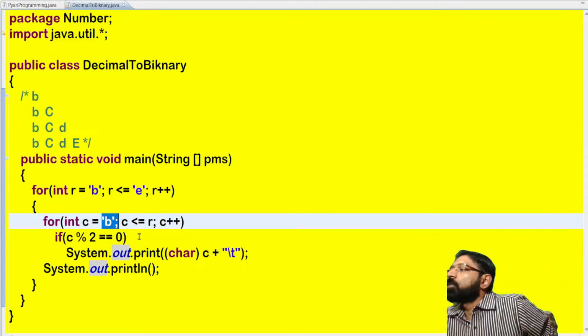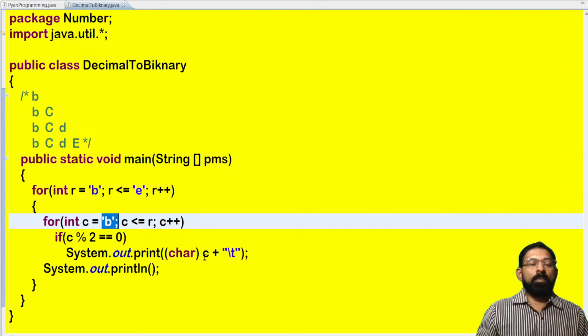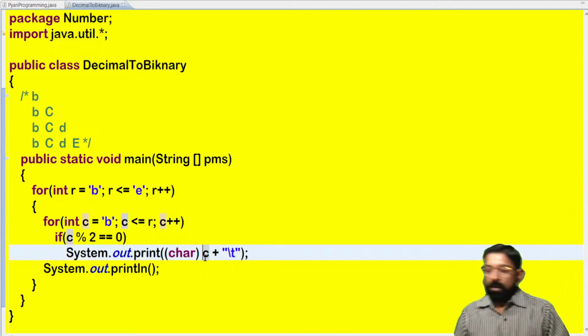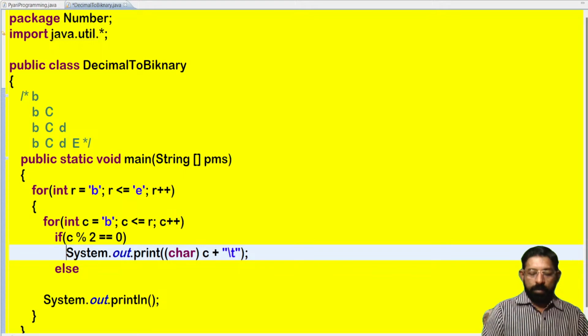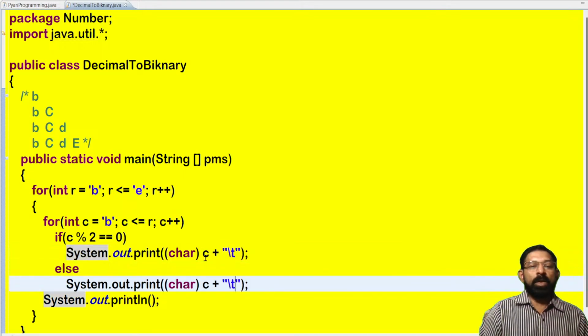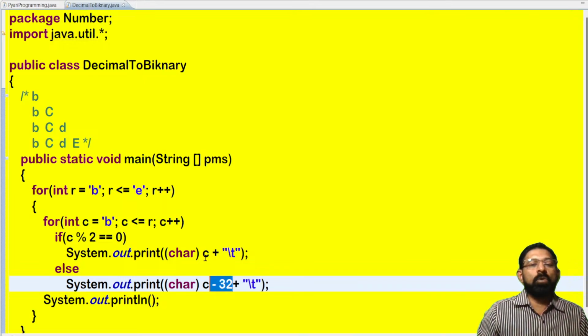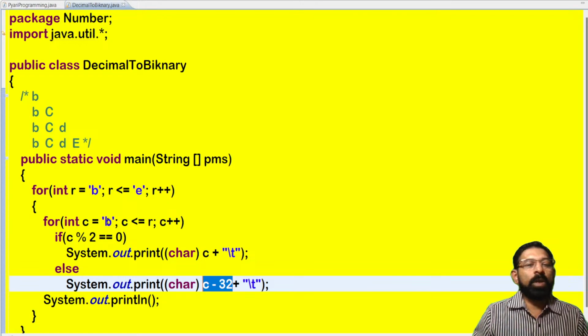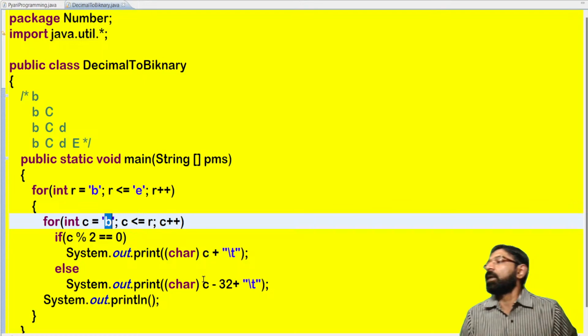Then it is saying that if C modulo 2 equals 0, then I will display the character form of C. Else, I will display the character form of C minus 32. If it is even, Rajesh says, I will display the character form of C, else the character form of C minus 32. Why minus 32? Because the gap between uppercase and lowercase is 32 and lowercase has a higher ASCII value than uppercase. So if I subtract, then it will work.